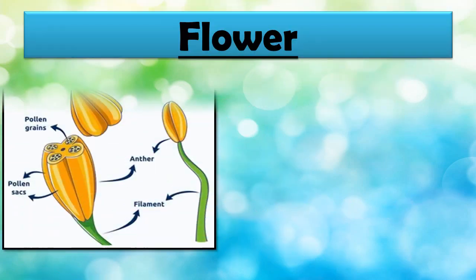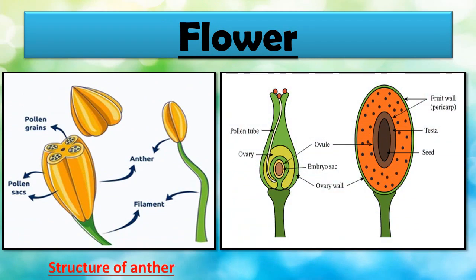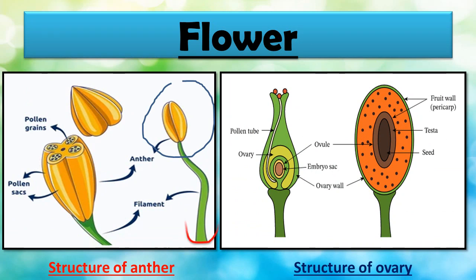Okay, now students, here I have shown the structure of an anther, and this is the structure of an ovary. You can observe the apex part of the male reproductive part is called the anther, and it has a downward filamentous body. And when we cut a section of an anther, you can observe the pollen sacs, and inside the pollen sacs pollen grains are present. So pollen grains perform an important function in the pollination process.